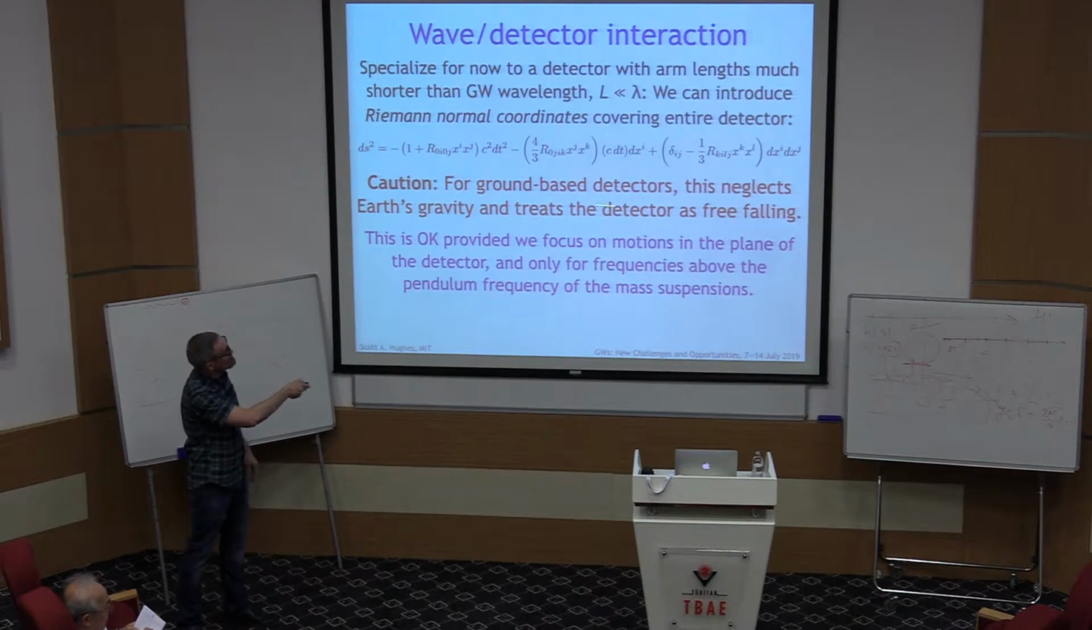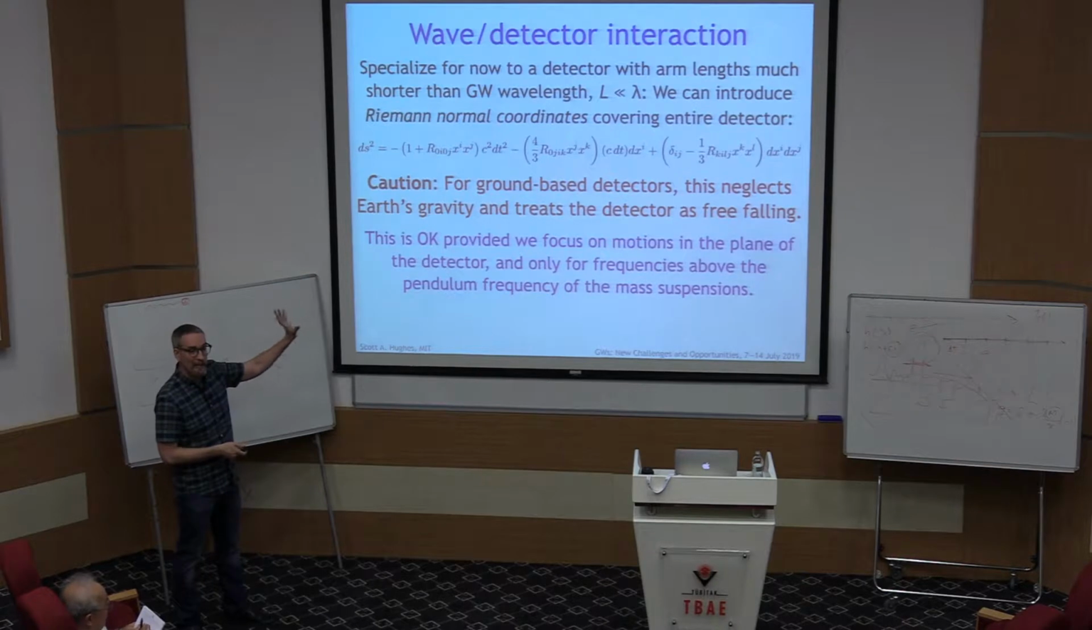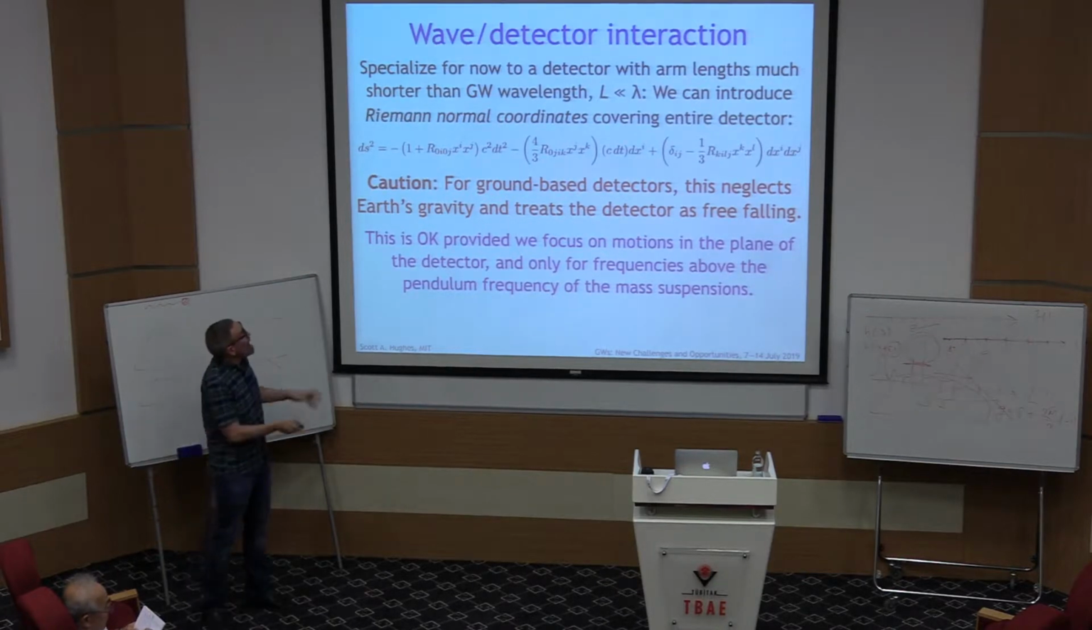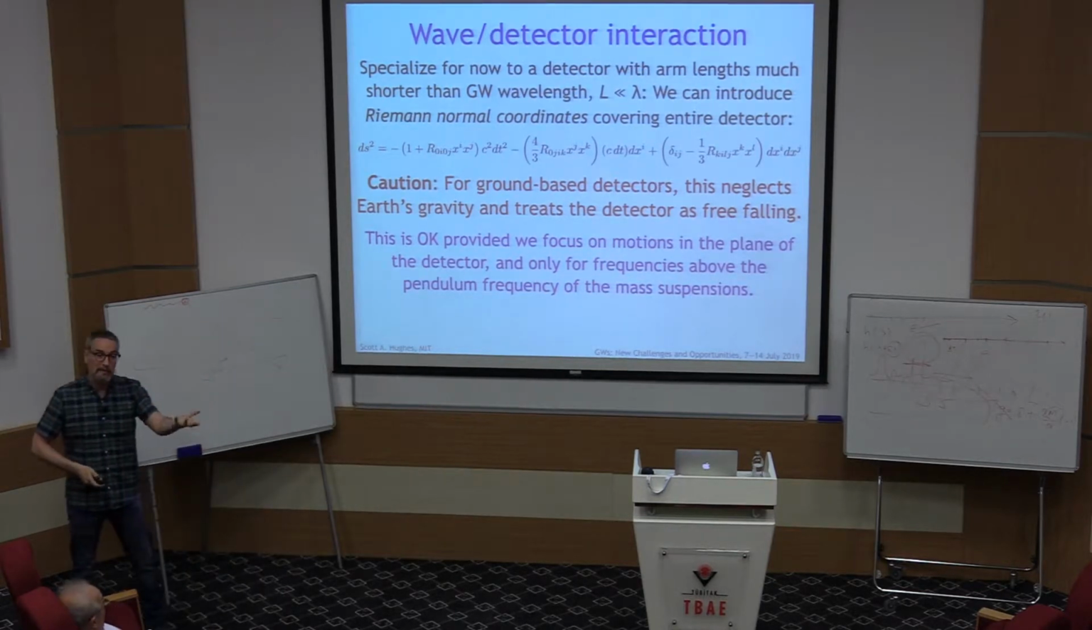I mentioned here that in this description I'm going to neglect the Earth's gravity and treat the detectors as free fall, and this is exactly the comment I had made before. In fact, you can actually include in the curvature tensor that enters into this the gravitational metric, the field of the Earth itself.